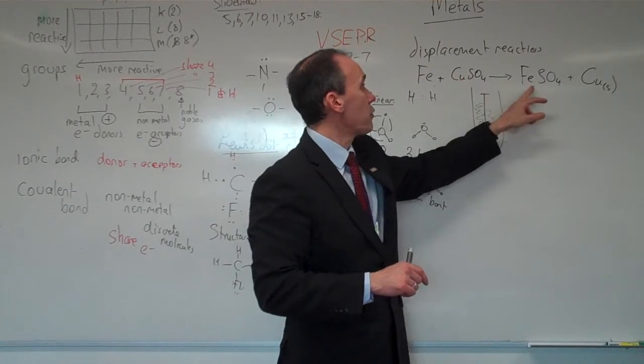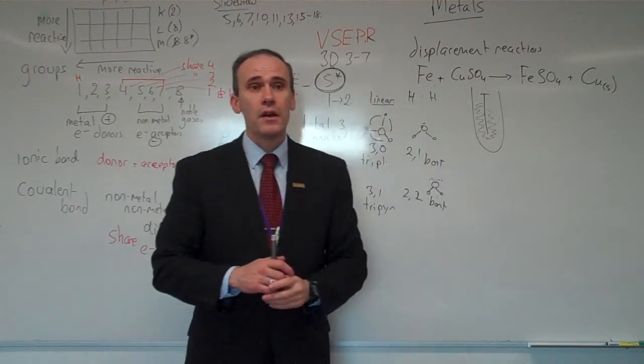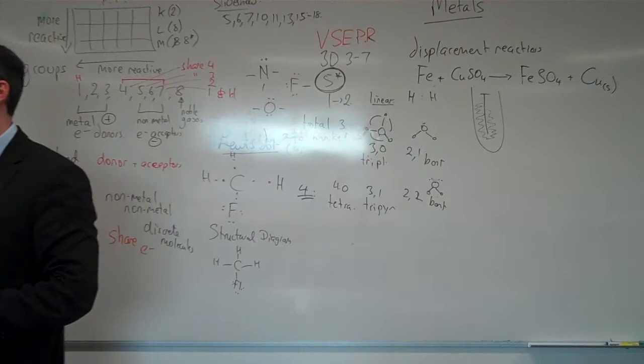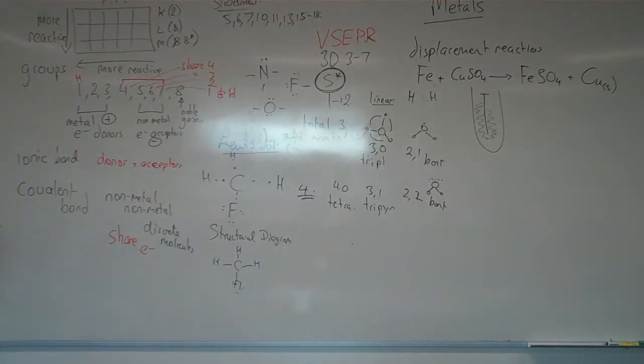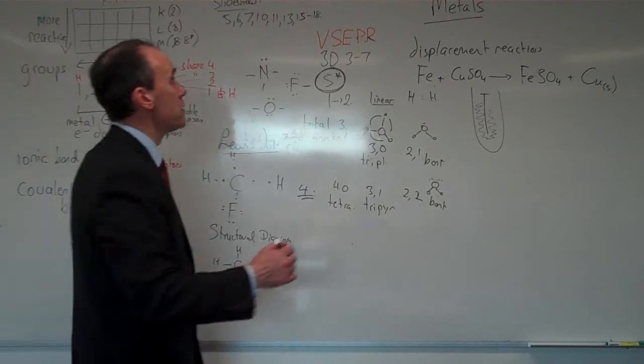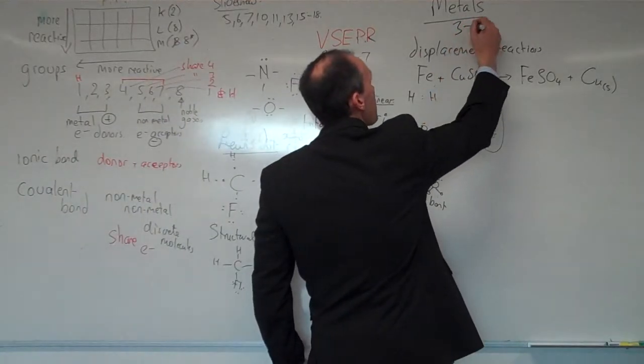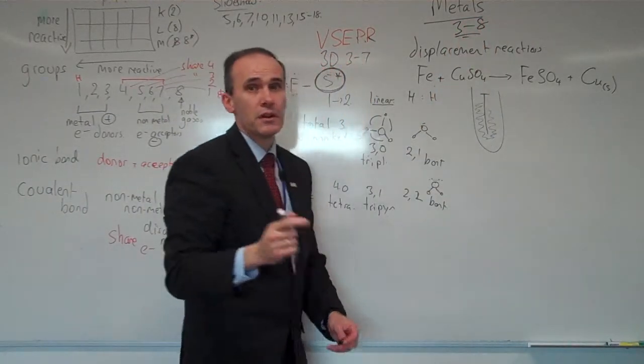Iron takes the place of copper in the sulfate, and you end up with copper solid forming around the iron nail. In terms of slides for that slideshow, it's a short slideshow, and it's almost everything: slides 3 to 8 for metals.